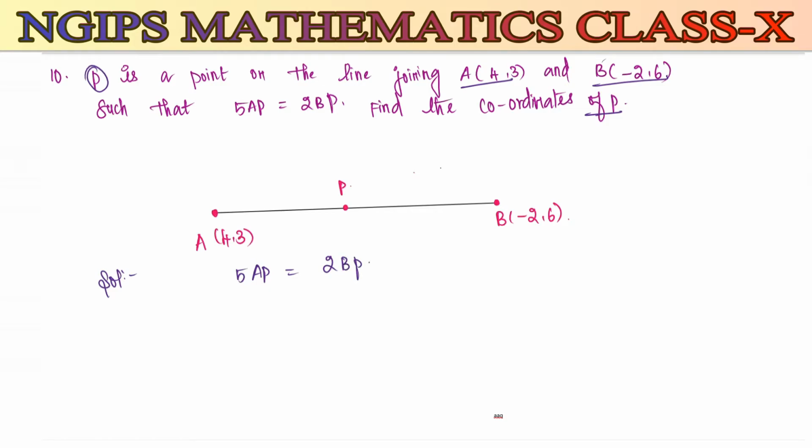So you shift this to the opposite side. 5 AP divided by 2 is equal to BP. So when you shift this to the opposite side, 5 divided by 2, the multiplication on the opposite side becomes division. So here the AP length is 2 and BP length, the ratio is going to be 5. So here I am going to write the ratios. AP is 2 and BP value is 5.